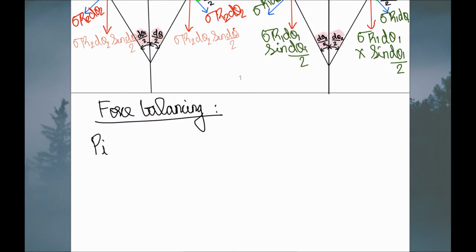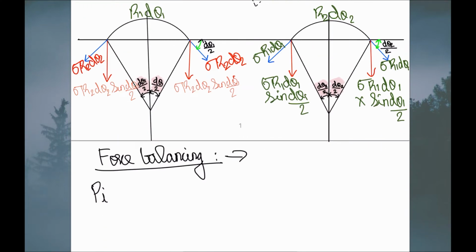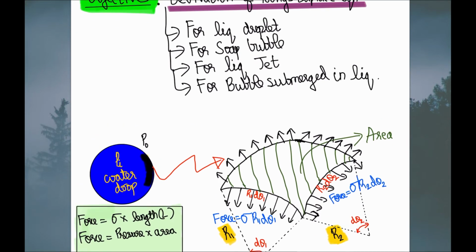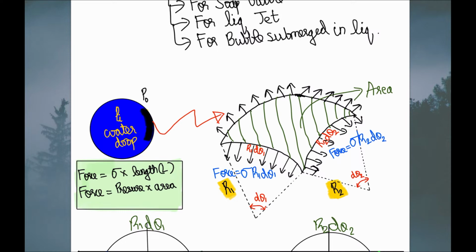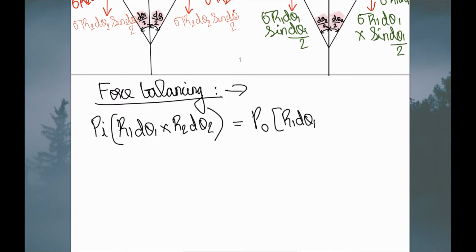Force is nothing but pressure into area, I have already written here. So that is Pi into the area. The area is length into width, that is R1 d theta 1 into R2 d theta 2. That is Pi into R1 d theta 1 into R2 d theta 2. This is the inside pressure, so it should be balanced by the outside force. That is P naught R1 d theta 1 into R2 d theta 2.